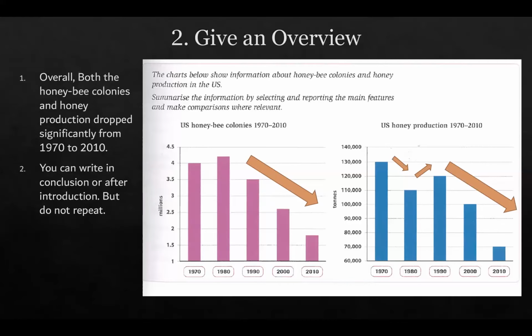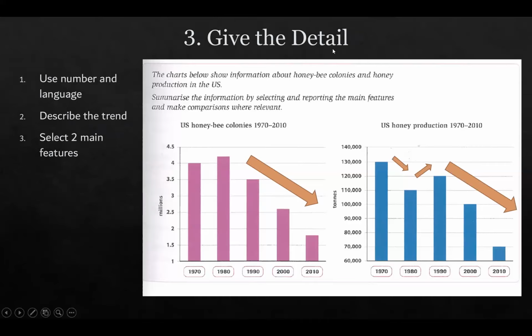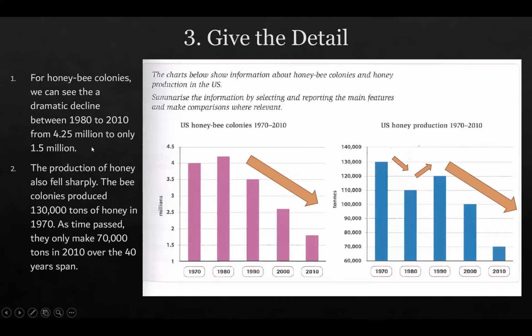Okay. And the last step is to give the detail. Use numbers and language which you can explain. Describe the trend and select 2 main features. So there are 2 main features which I want to give details. One is that for honeybee colonies, we can see a dramatic decline between 1980 and 2010 from 4.25 million to only 1.5 million.